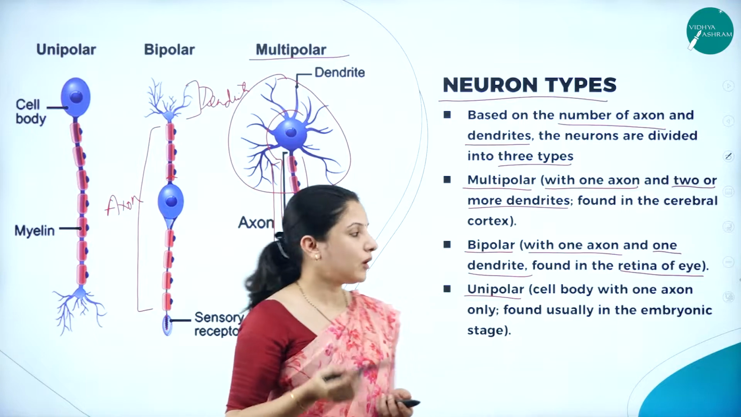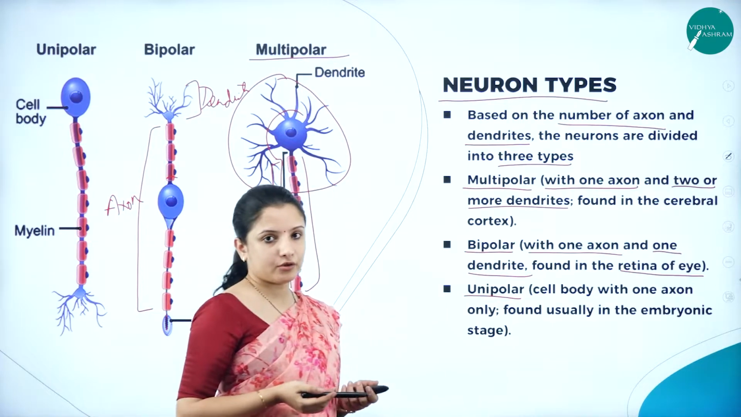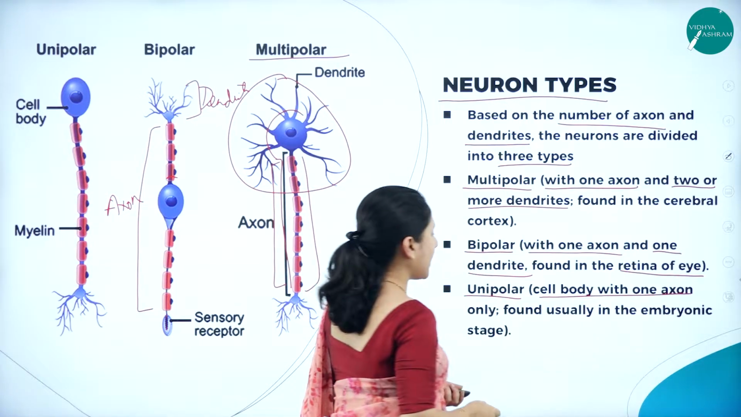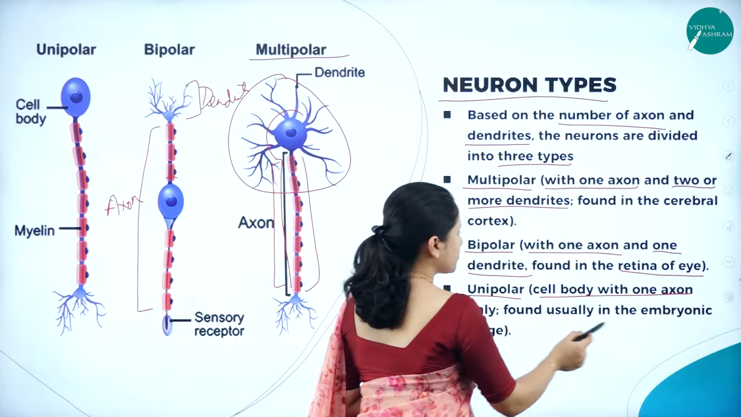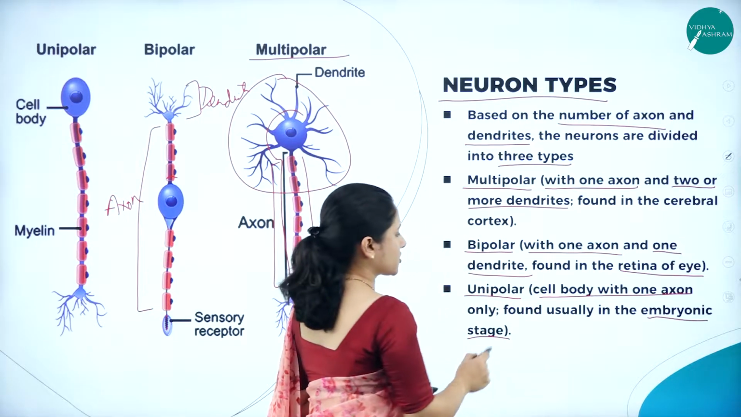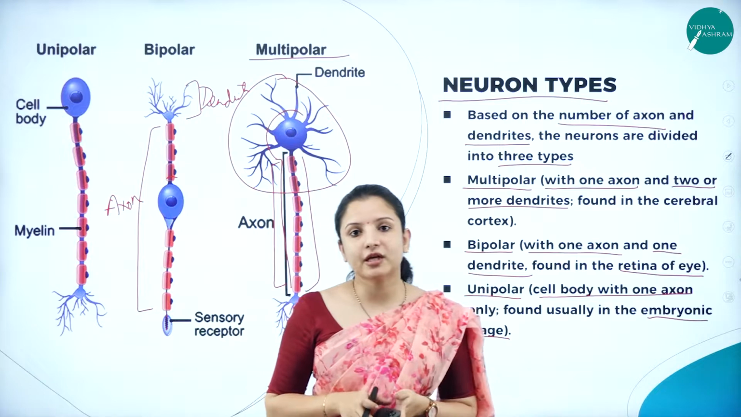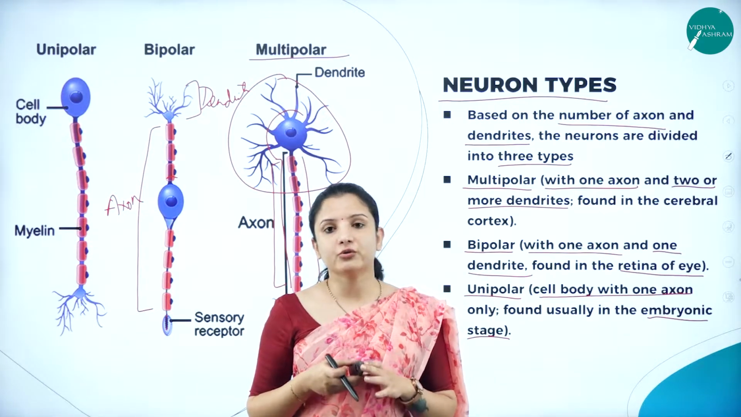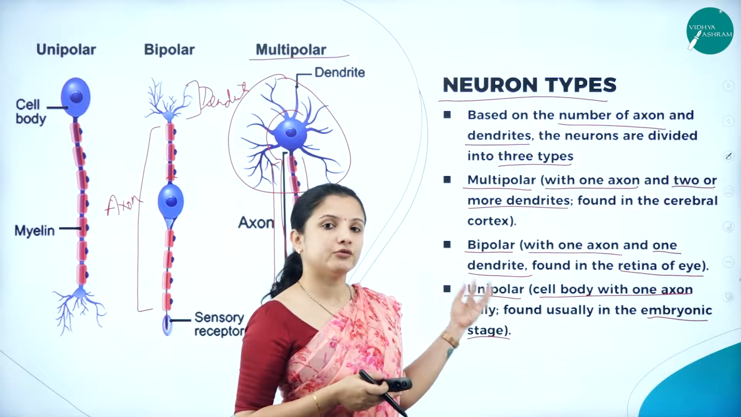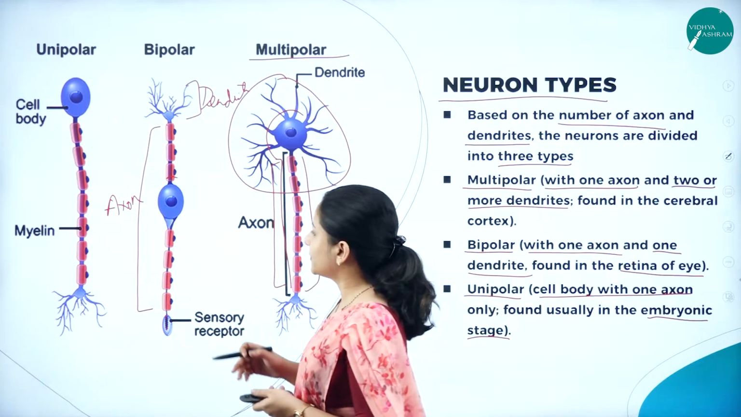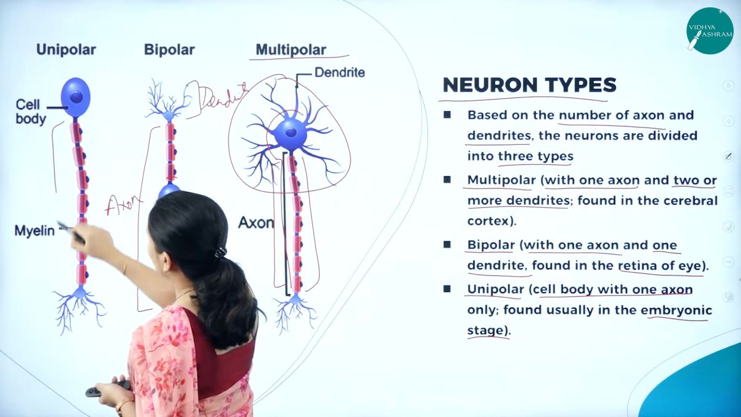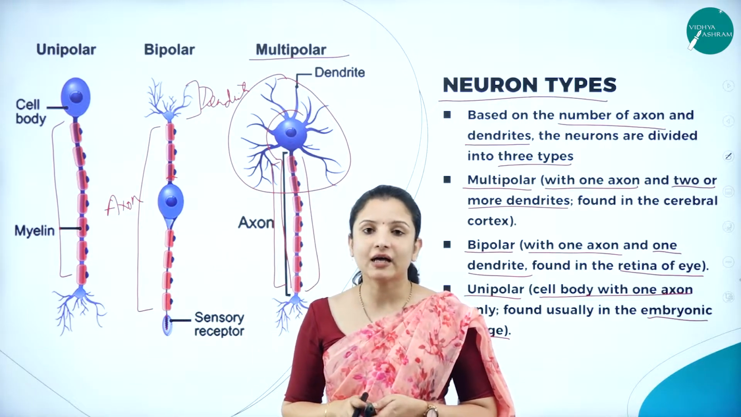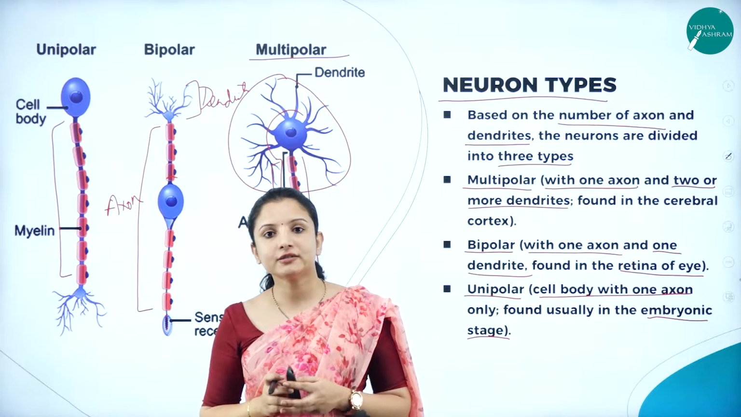Now talking about one more neuron, that is unipolar neuron. So unipolar neuron has cell body with one axon only, and it is usually found in the embryonic stage. That is, only in the embryo stage of an organism this is found. Later on, as the embryo matures into a fetus and an adult, this particular unipolar neuron is lost. So what happens in unipolar neuron? Only one axon is present with the cell body, but the cell body doesn't have any dendrite. So therefore it is called as unipolar.